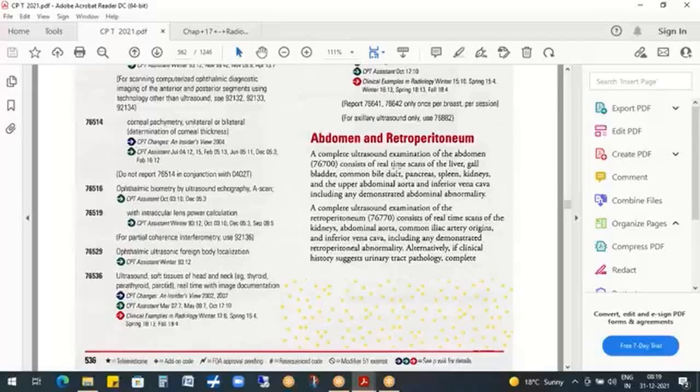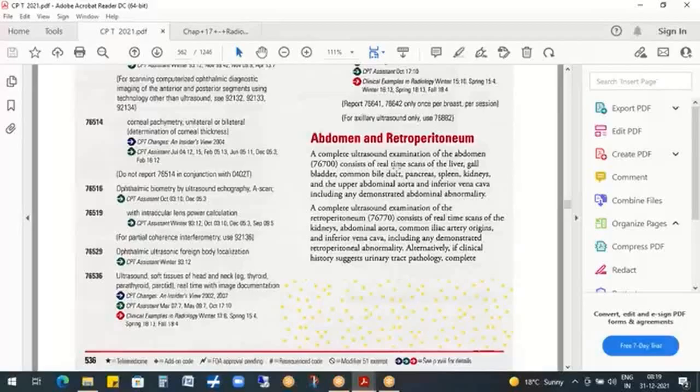You just see the organs. What are the organs? Liver, gallbladder, common bile duct, pancreas, kidneys, spleen, upper abdominal aorta, and inferior vena cava.